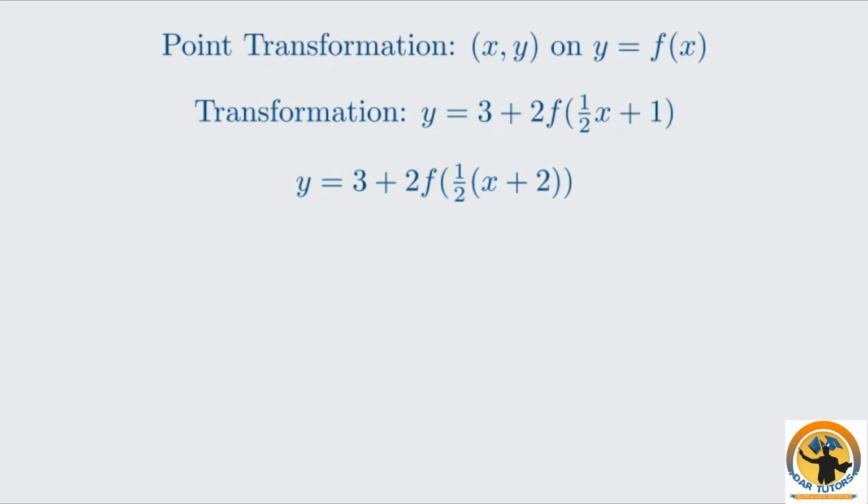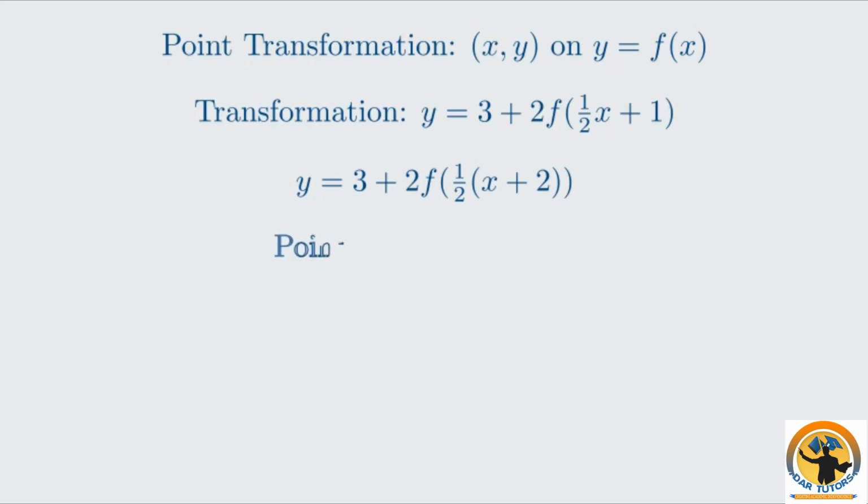Now we can identify the transformations. The plus 2 inside the function means a horizontal translation of 2 units to the left. The 1/2 inside means a horizontal stretch by a scale factor of 2. The 2 outside means a vertical stretch by a scale factor of 2. And the plus 3 outside means a vertical translation of 3 units up.